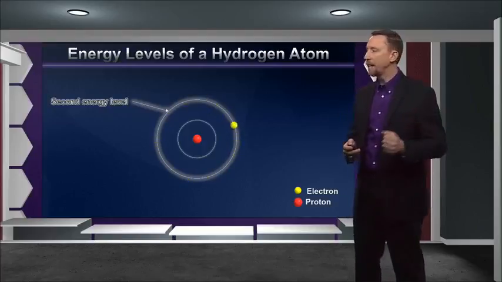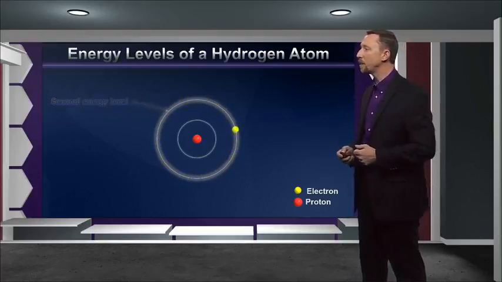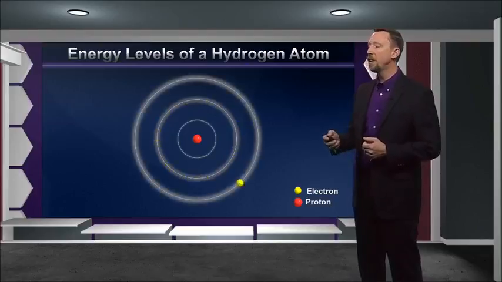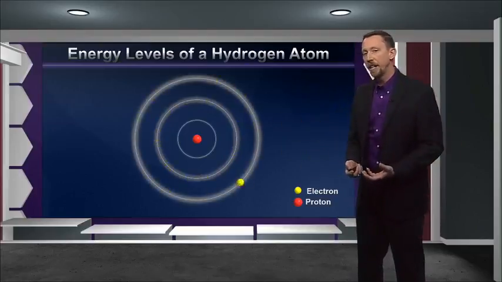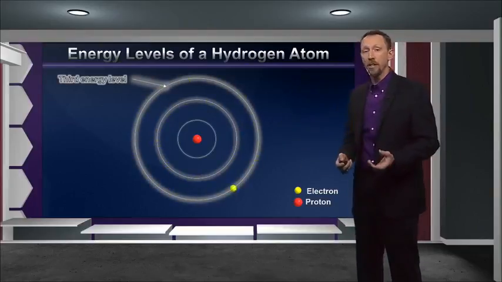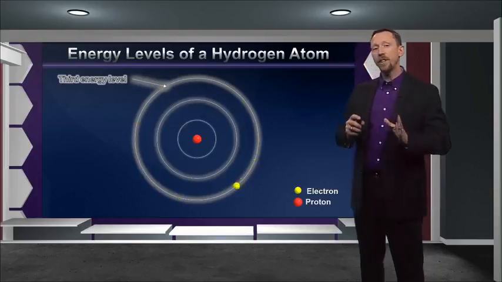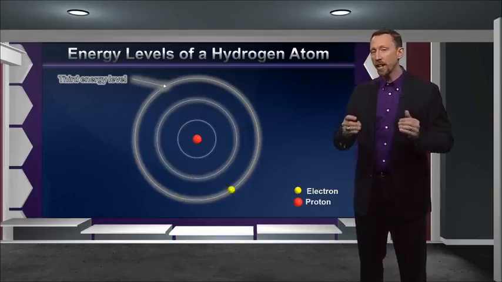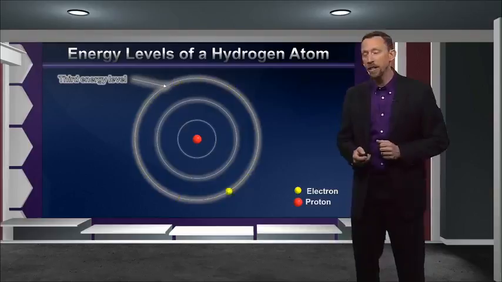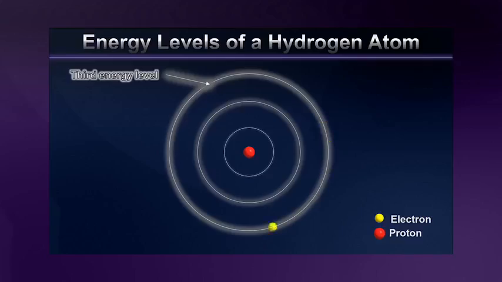And again, by adding a bit more energy, he suggested that it's possible to promote that electron yet again to an even higher energy state. In this case, a third energy level. But each of these energy levels is discrete. Just like the rungs of a ladder, it's impossible for the electron to be anywhere in between. It can only reside at the first, second, or third energy level or beyond.